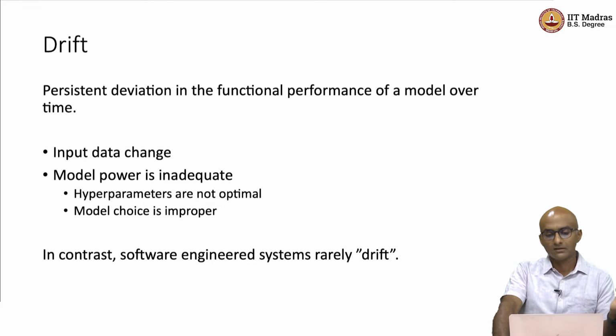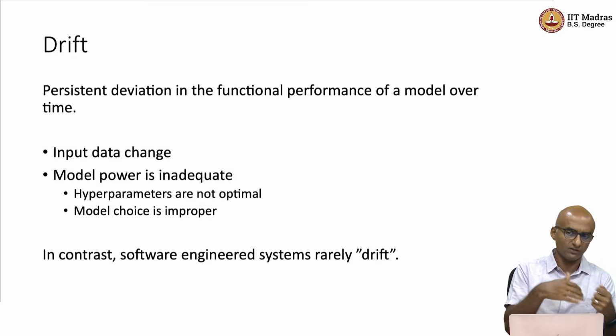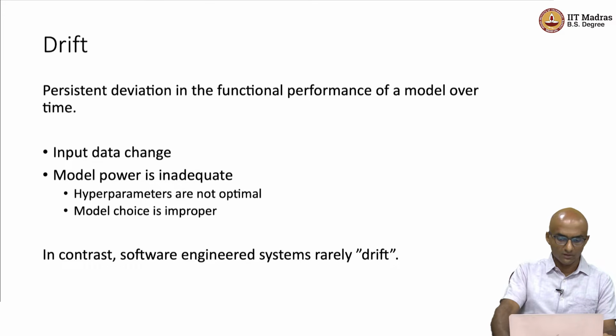Input data could have changed. The model power may not be adequate anymore because the business has become more complex. Hyperparameters have not been chosen optimally; those were optimal 6 months ago, maybe not anymore. Model choice is potentially improper. The power of a model is basically a combination of what kinds of representations of the underlying mathematical behavior are possible, what parameters control these representations, and how much those parameters have been tuned. So that power in general could be inadequate because of various changes that have happened.